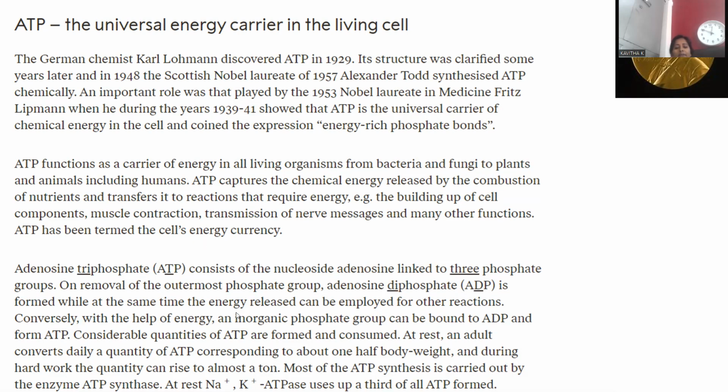So adenosine triphosphate, ATP, consists of a nucleoside. It is a genetic matter, we can say adenosine, that is linked with three phosphate groups, right? So three phosphate moieties are linked with this adenosine. Adenosine is a purine base, and it is a nucleoside, we can say. On removal of the outermost phosphate group, adenosine diphosphate is formed. If one of the phosphates is removed, what happens? It turns into ADP, so that energy is released, which can be employed for other reactions.